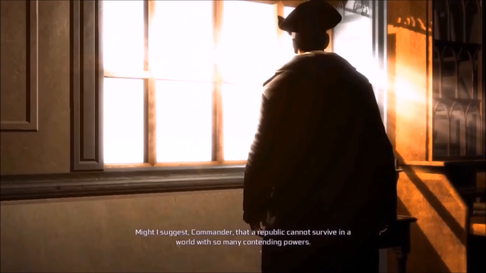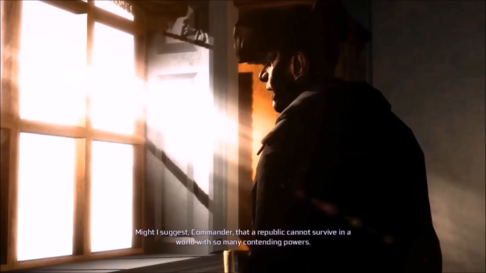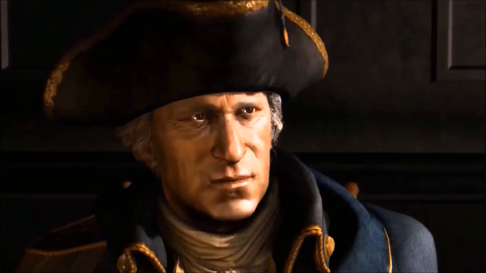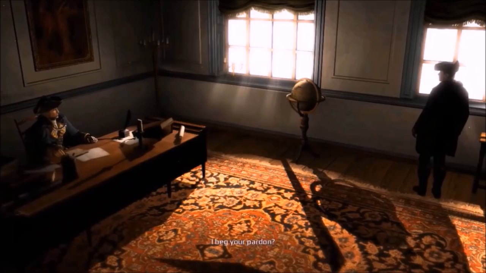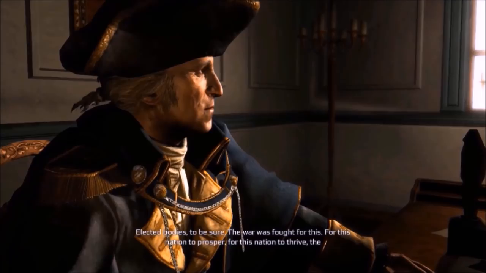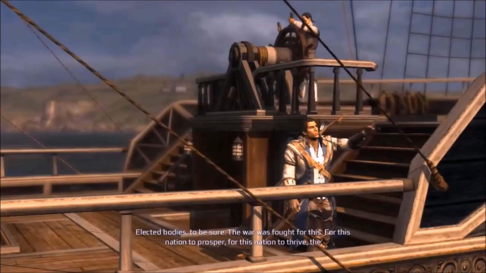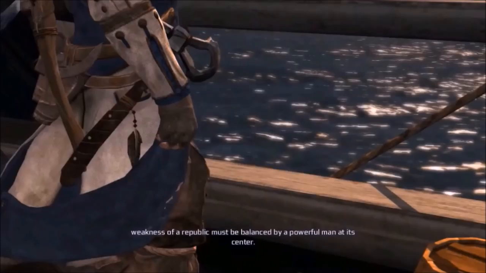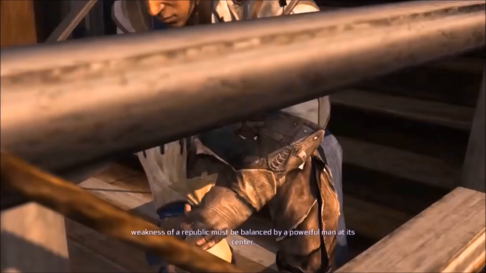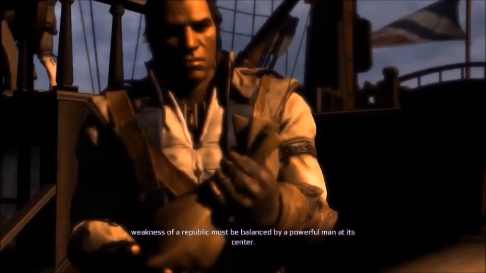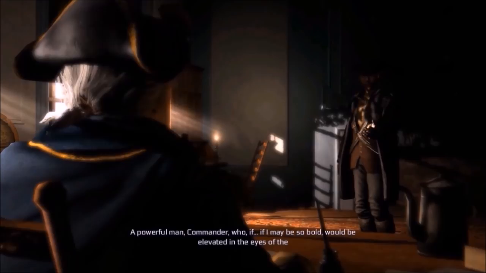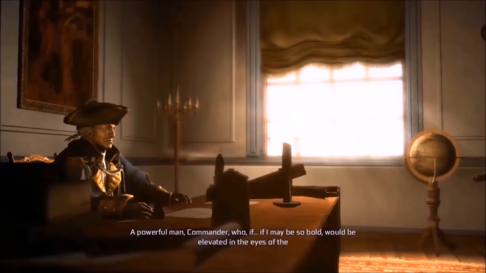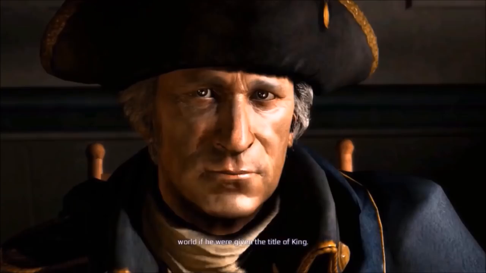Commander Washington, might I suggest, Commander, that a republic cannot survive in a world with so many contending powers. I beg your pardon. Elected bodies, to be sure. The war was fought for this. For this nation to prosper. For this nation to thrive. The weakness of a republic must be balanced by a powerful man at its center. A powerful man, Commander, who, if I may be so bold, would be elevated in the eyes of the world if he were given the title of king.